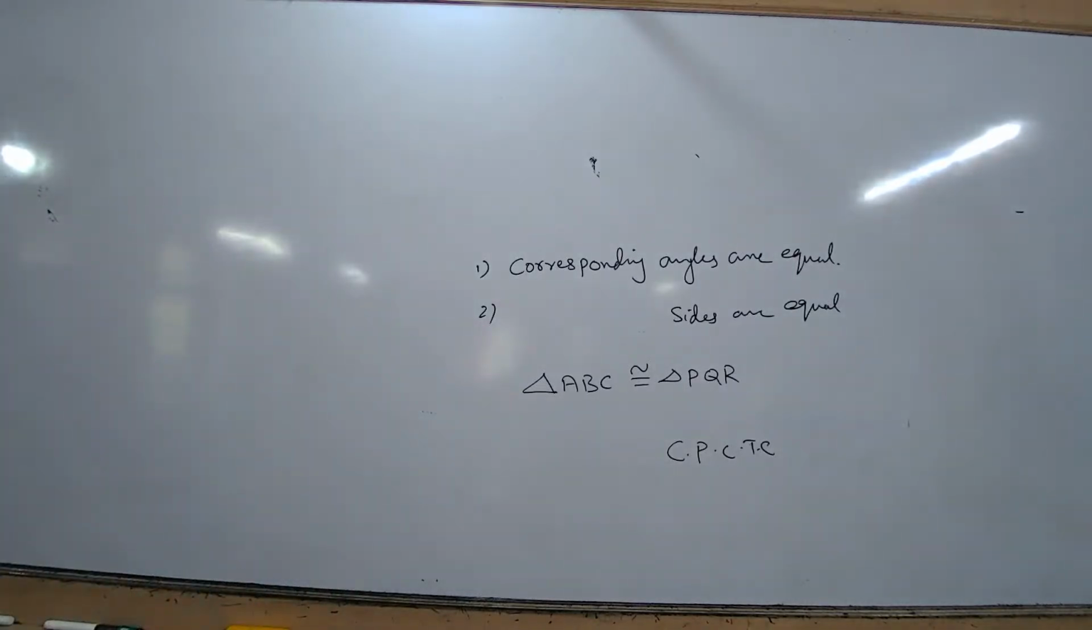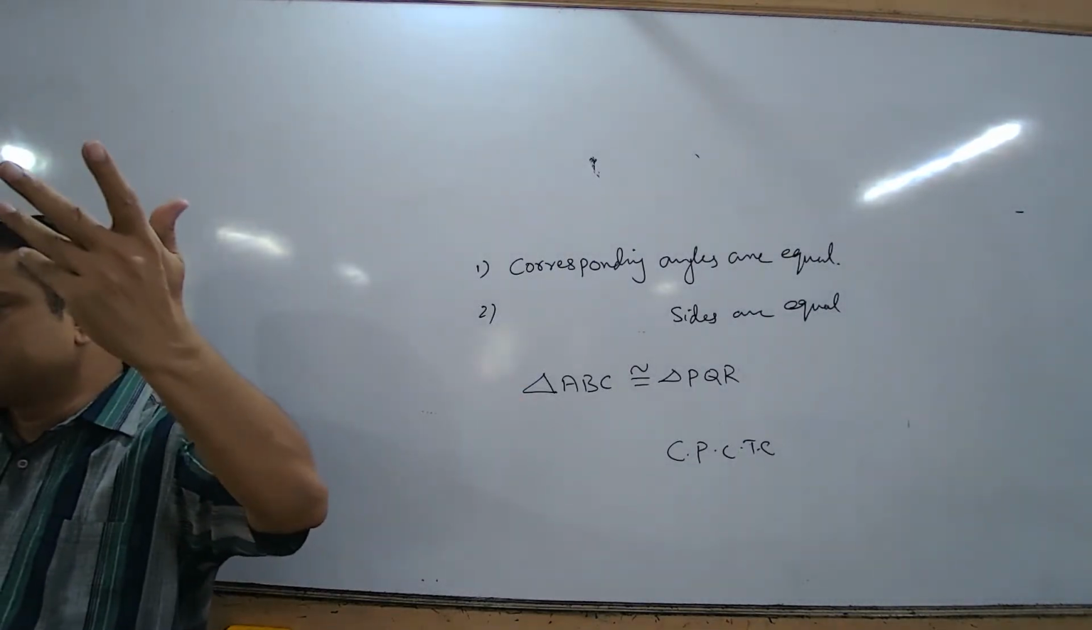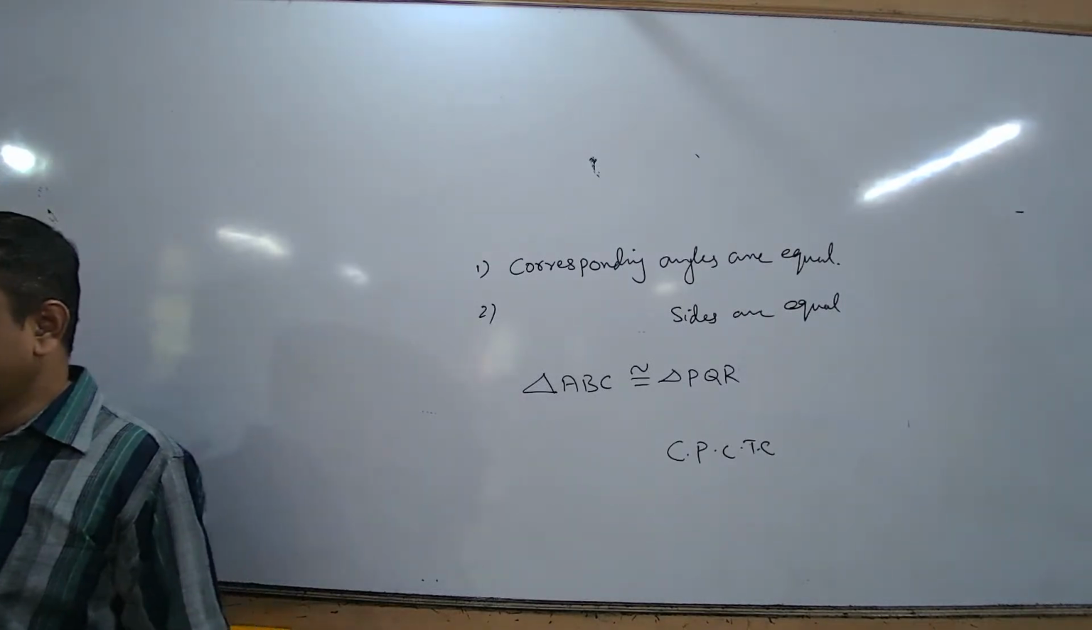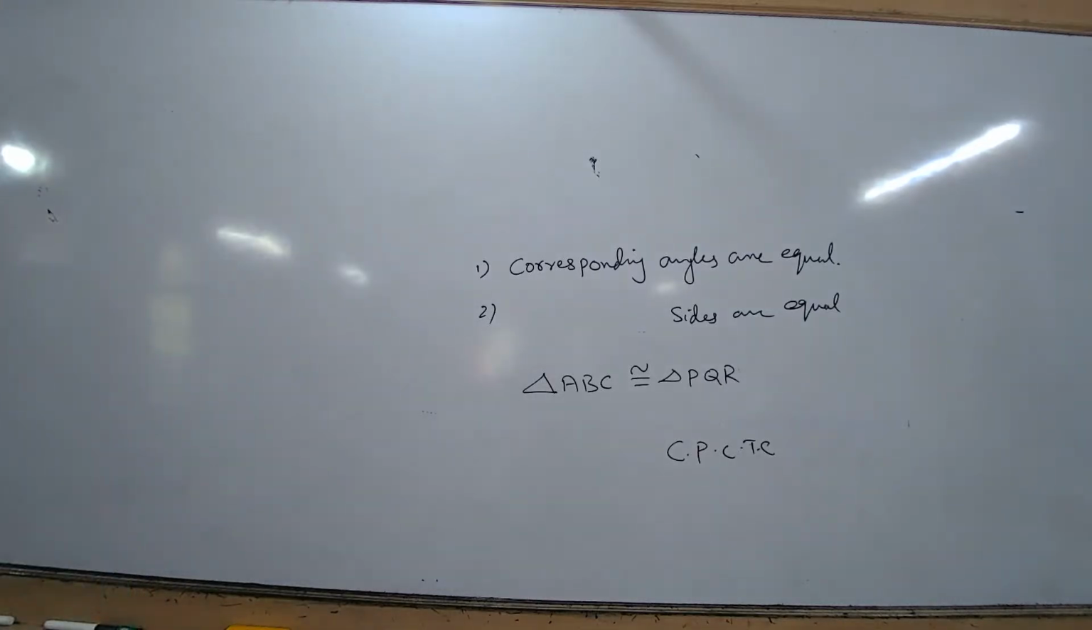Different tests of congruence are there. By the definition, you have to prove six parts. It's not necessary. We have different tests or criteria. Test of congruence: ASA, then SAS, AAS, then SSS, RHS. There are five tests of congruence. Look here.